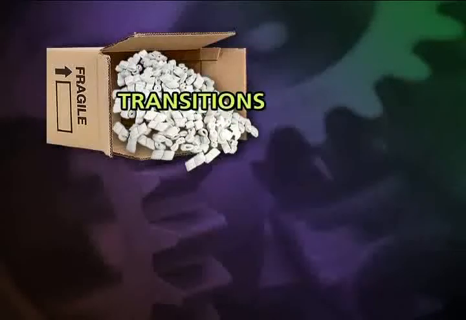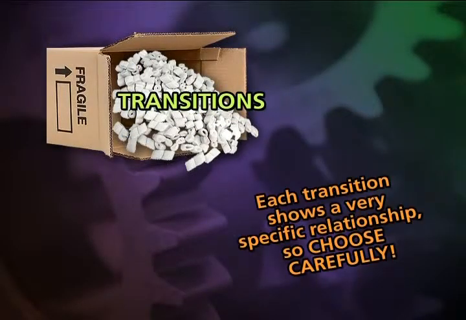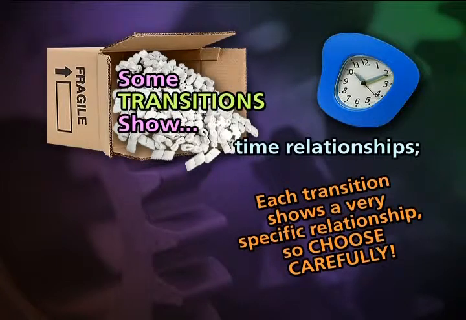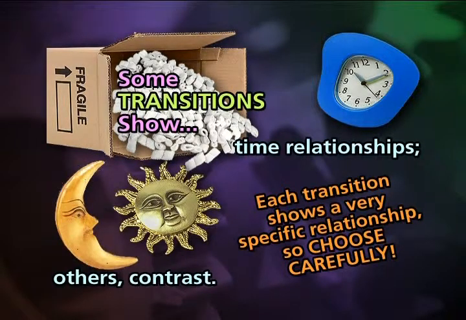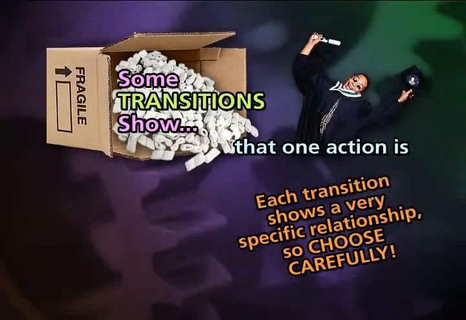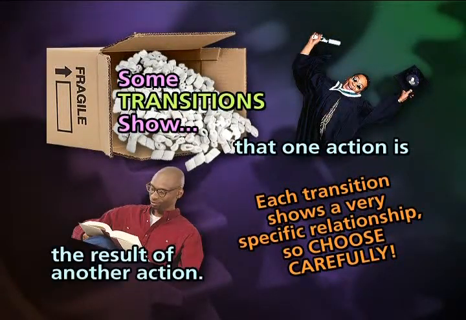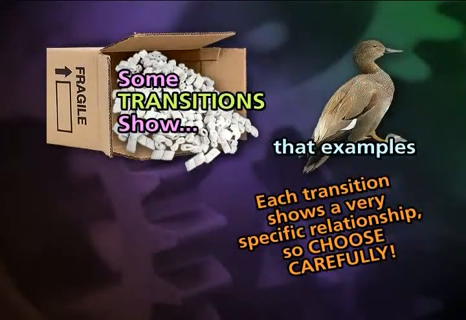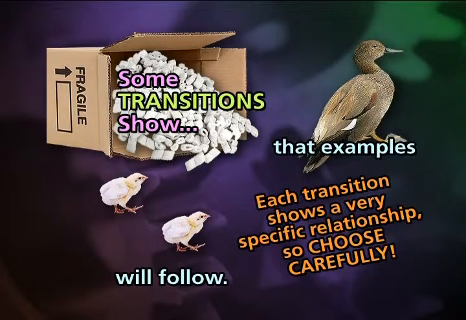Let's start with transitions. Each transition shows a very specific relationship, so you want to choose your transitions carefully. Some transitions, for instance, show time relationships, while others show contrast. Certain transitions show that one action is the result of another action. Some transitions show that examples will follow. Let's look at each type of transition now.